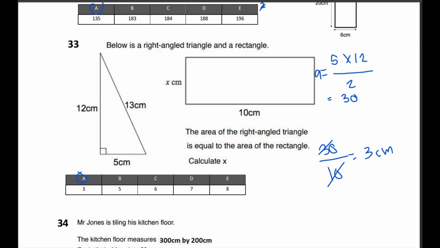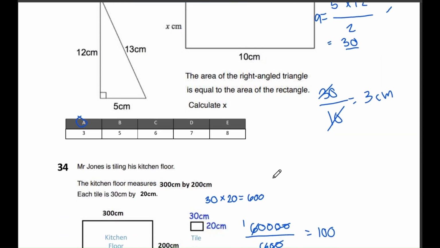The triangle's area is calculated by doing 1/2 of the base, which is 5, times the height, which is 12, giving us 30. So the area of the rectangle, which is 10 times x, has to also be 30. If 10 times x equals 30, that means x has to be 3.